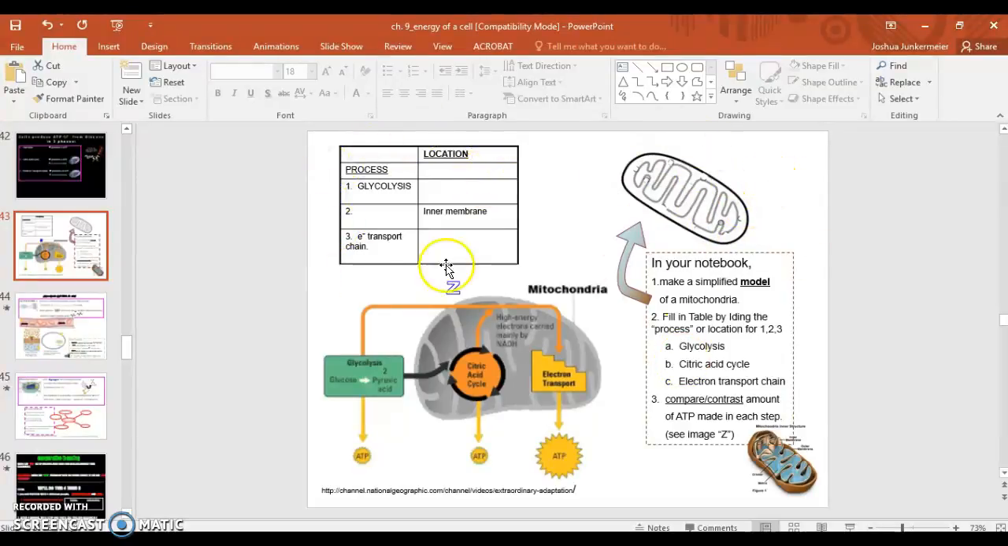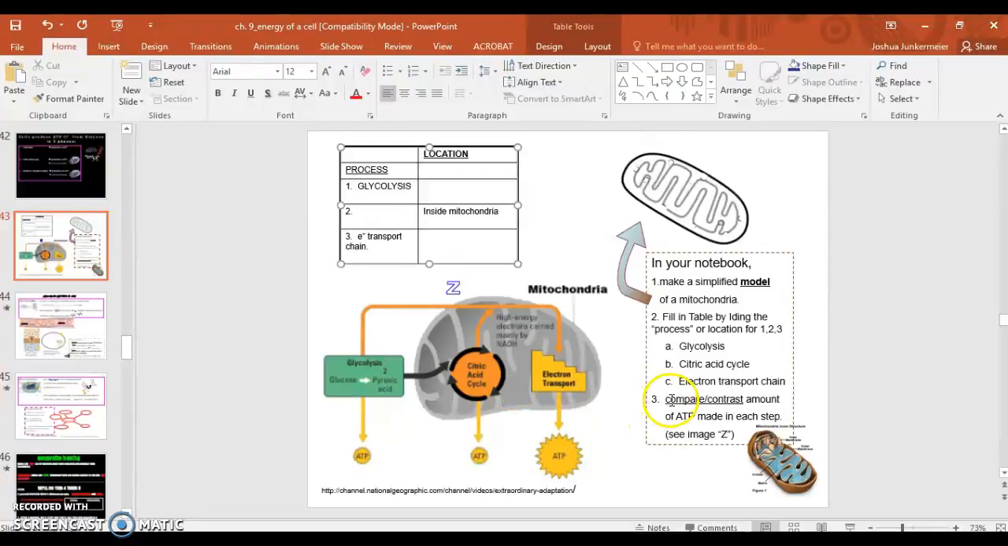You need to copy this table down. You need to figure out where glycolysis happens. So look here, there's glycolysis. It's happening outside of the mitochondria. Meanwhile, you have this process. Which one of these is it? You would put here, and it shows that it happens in the inner membrane. Another way you could say this is inside the mitochondria. All right, and then the electron transport chain, is it happening in or outside of the mitochondria?